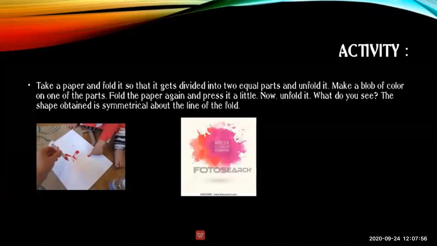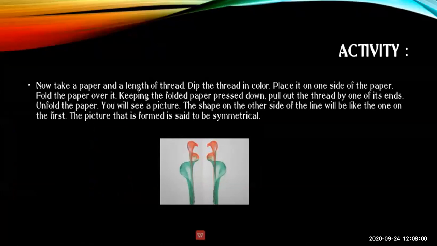Next, we did the second activity, with a thread, craft paper and scissors. We folded the paper, put the thread on one side of the paper, then pulled out the thread, and designs like this came out on our craft paper with the use of thread. So this picture is formed. This is called symmetrical.